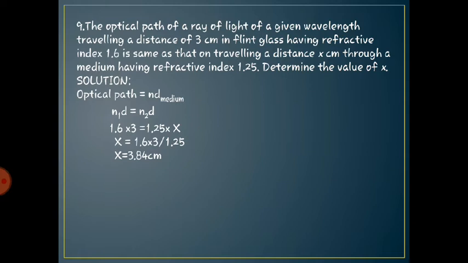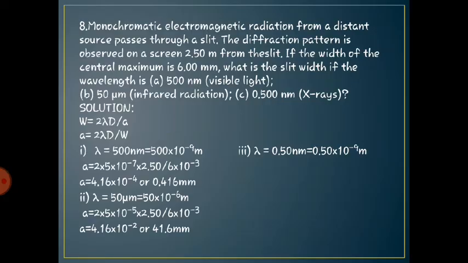The ray of light when incident on a flint glass, which has some refractive index, is traveling a distance of 3 centimeter, which is given. Okay, it will be the same when it travels a distance of x centimeter and the refractive index is another. So two conditions are given and we are going to find out x, and both the optical paths are the same, that is given over here.